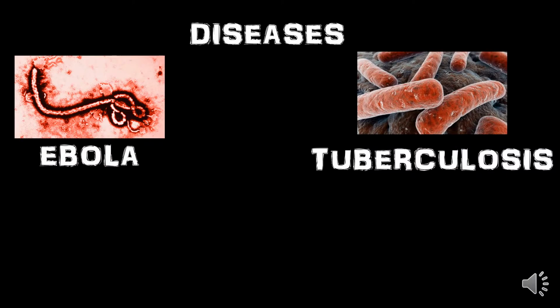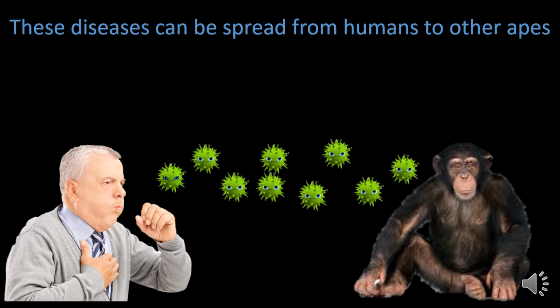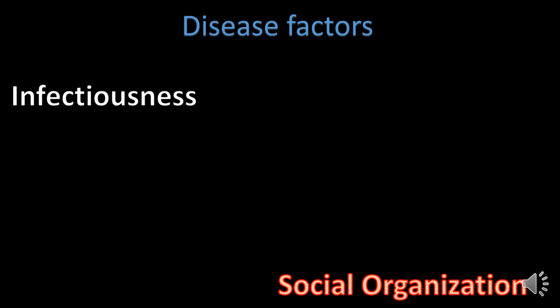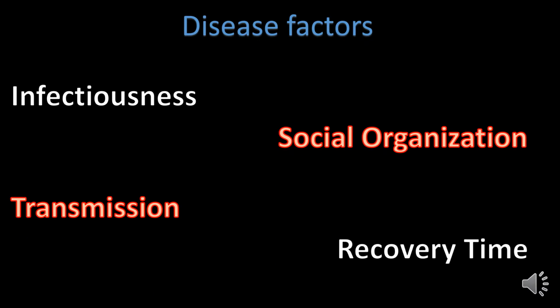Both species are susceptible to diseases such as Ebola, tuberculosis, and influenza. Some of these diseases can be spread from humans to other apes, which causes a serious concern for conservation. There are a number of factors which have an effect on how a disease passes through a population. These are infectiousness of disease, social organisation, transmission, and recovery time.